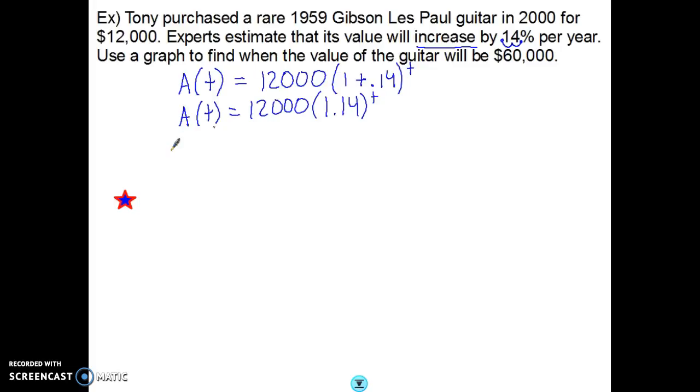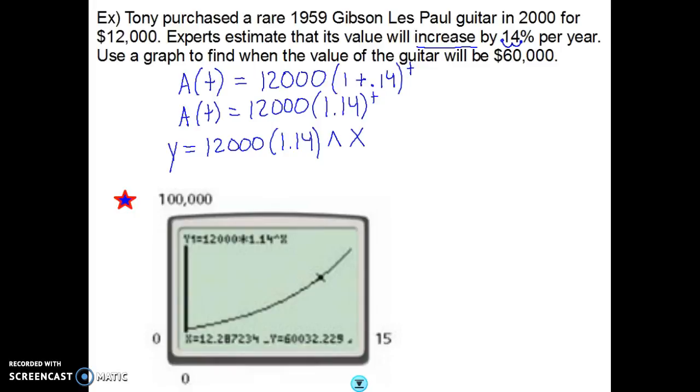Well, they recommend using a graph. So if you go ahead and type into y equals 12,000 times 1.14, caret, you will have to use x here. Your calculator will probably not be happy if you try to use t. And go ahead and hit graph. You should get something that looks roughly like this.